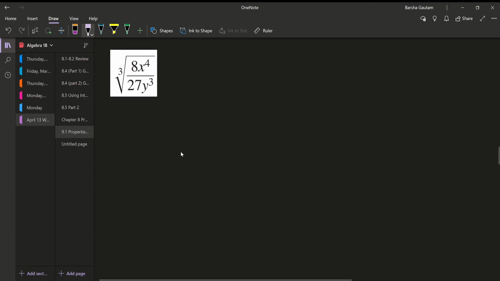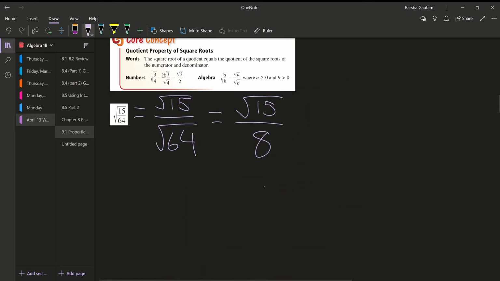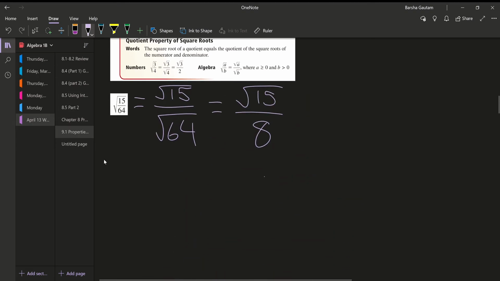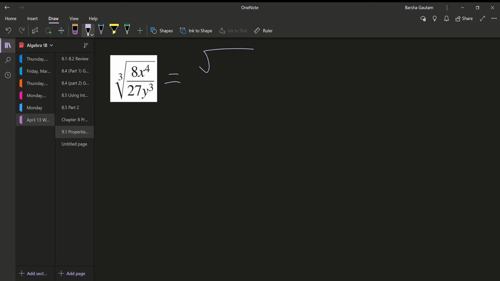Let's try another one. This time it's going to be a fraction. So remember what we were doing earlier. Let's go back to this problem right here. We're going to be doing the same thing as we were doing right here. Right? We're going to divide it up into 2 pieces. The top and the bottom is going to get its own radicand symbol. Okay, so let's go ahead and do that. Remember to bring the 3.